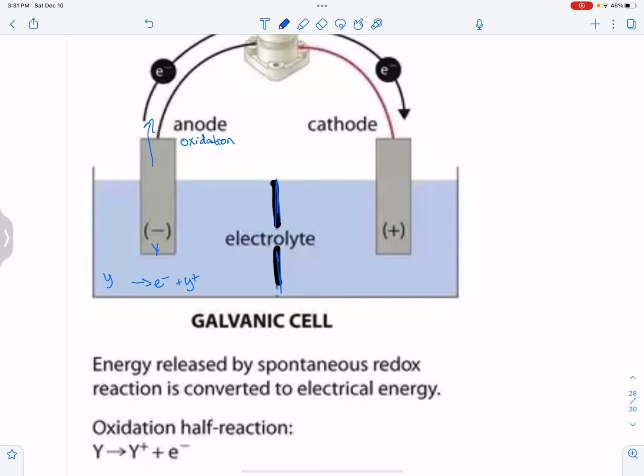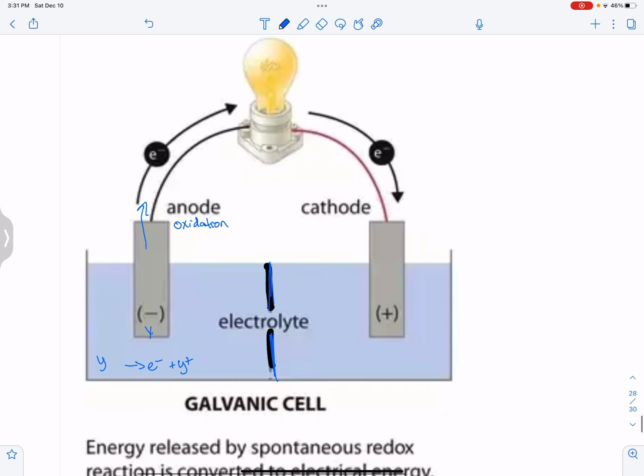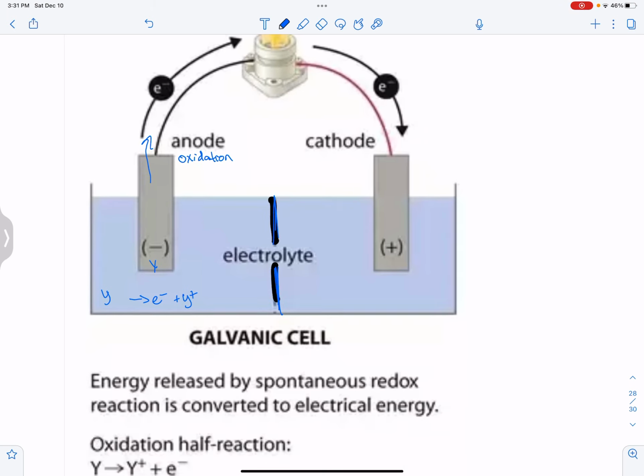Now, these solutions have to be separated because we want the flow to be up a wire so we can hook up something to it and we can make something go. If they were just in the solutions, they might just be trading off electrons back and forth like that. And that's not what we want them to do. We want to use that electricity. So that's the first thing.